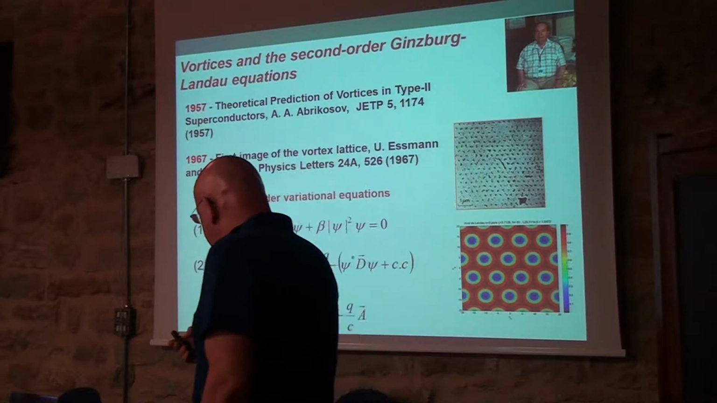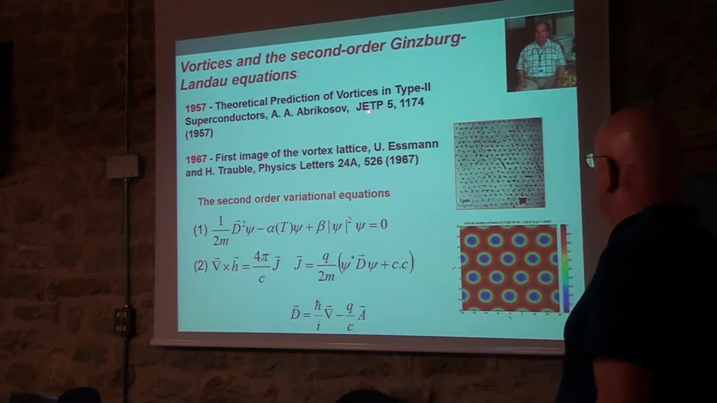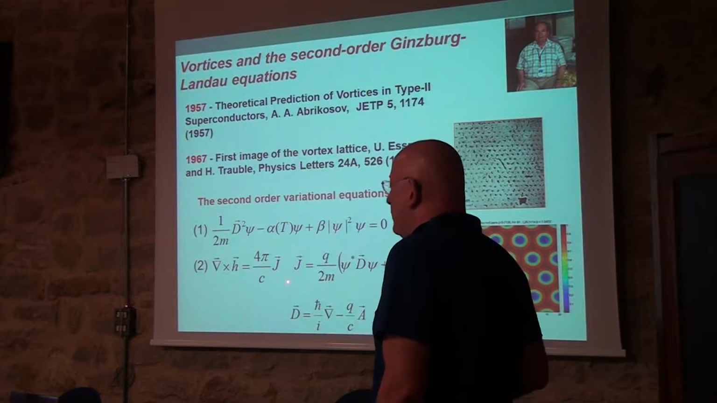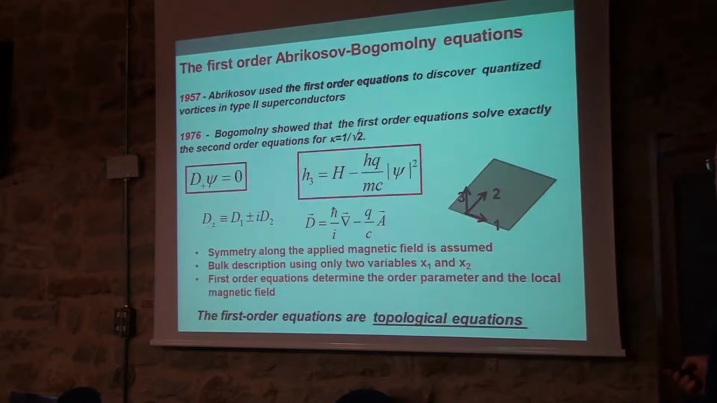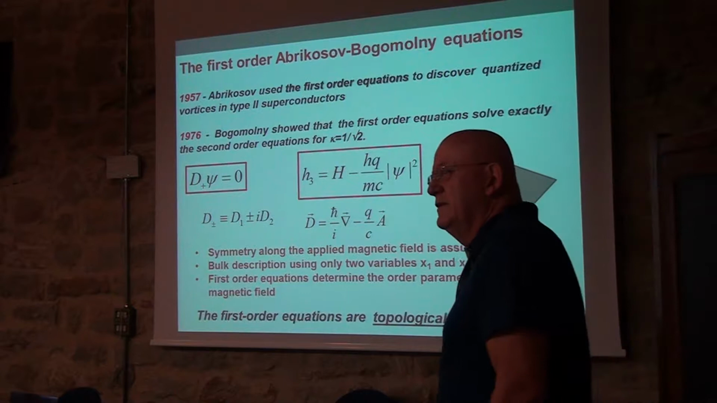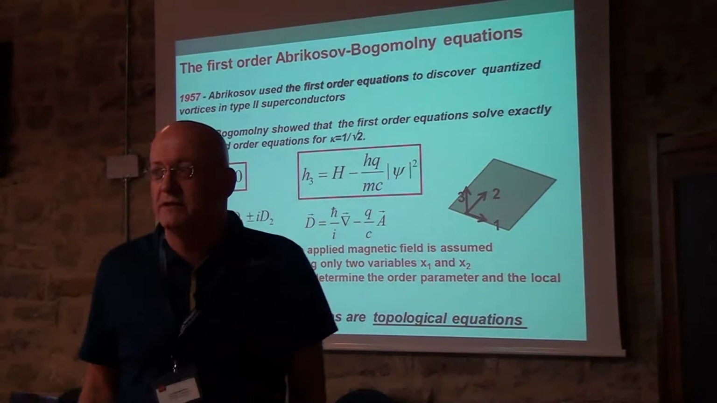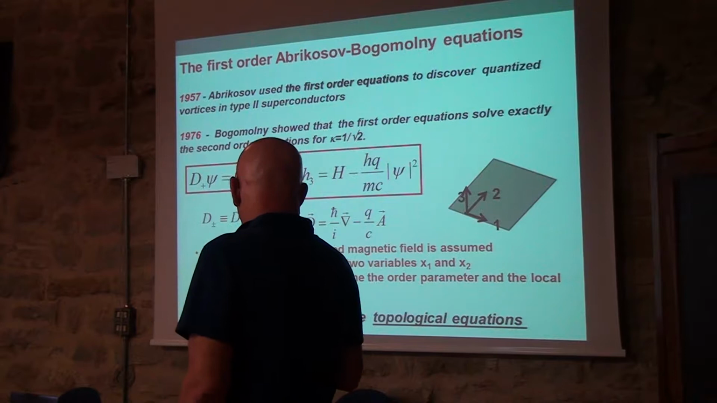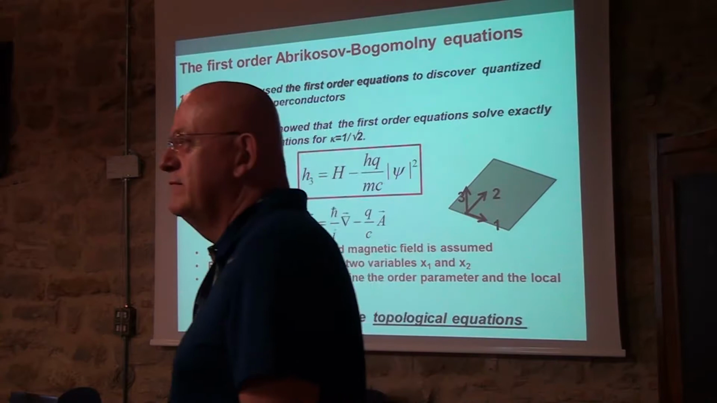In 1957, Abrikosov predicted the vortices in type 2 superconductors that were observed 10 years later. And these are the second order variational equations that one obtains from the Ginzburg-Landau free energy. What very few people know is that Abrikosov didn't use the second order differential equations to predict vortices, but instead he used first order equations to discover the quantized vortices in type 2 superconductors. In fact, these equations were rediscovered in 1976 by Bogomolny, who showed that for one particular value of kappa, they solve exactly the second order equations.